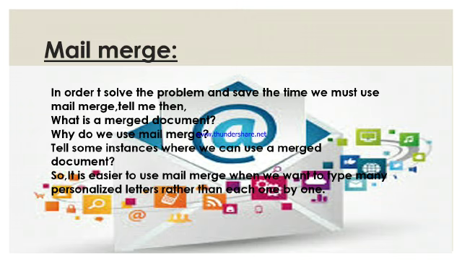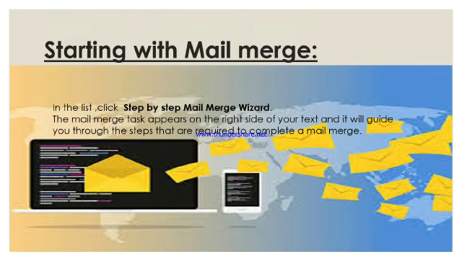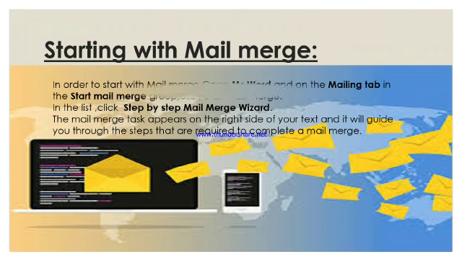Now see, starting with the mail merge. The question is: how can we start the mail merge? It's not a separate program or application. You just have to open MS Word, and over there you have to find the Mailings tab, and then the Start Mail Merge group. Simply click Start Mail Merge. In that list you will find the Step-by-Step Mail Merge Wizard, and then you follow that. The mail merge task pane appears on the right side of your text, and it will guide you through the steps that are required to complete a mail merge.